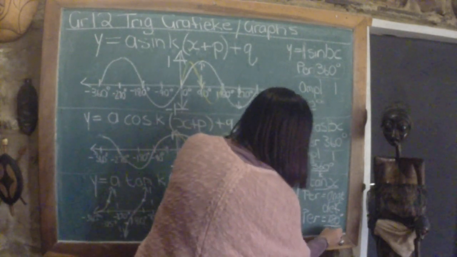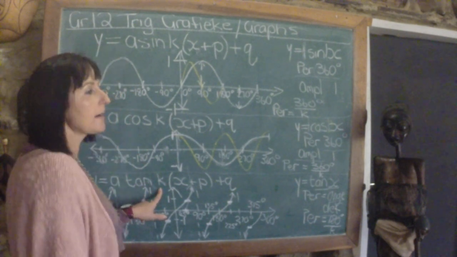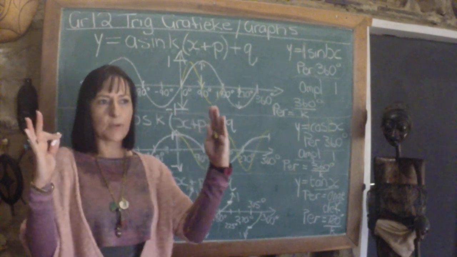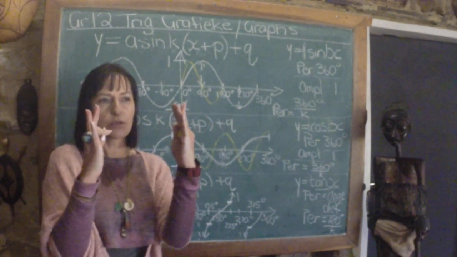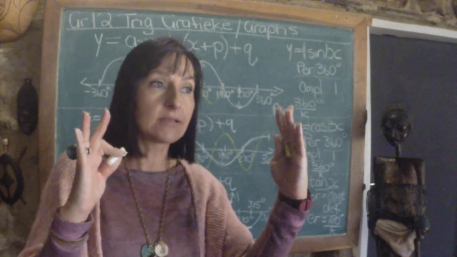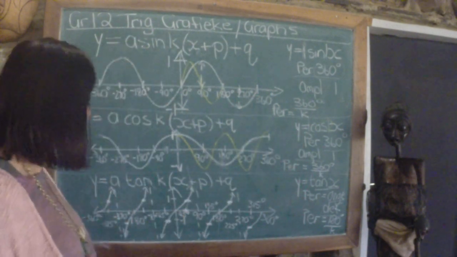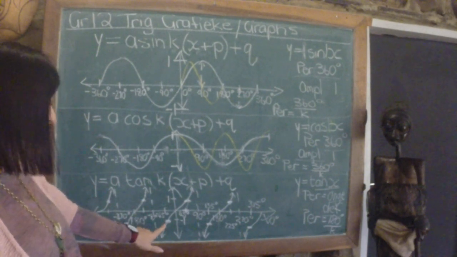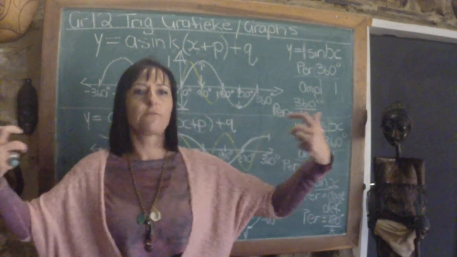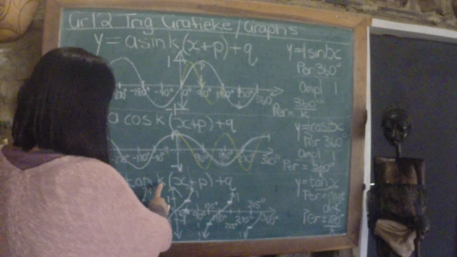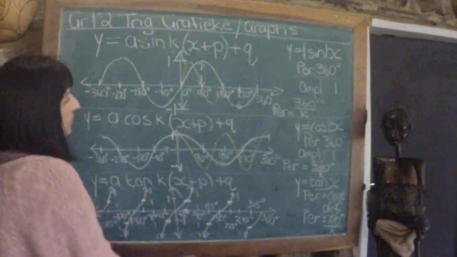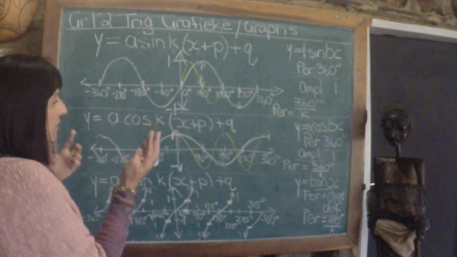So if you look at the k value, when the k value becomes bigger, like 2, then again it presses into closer to each other, the whole function. There's more cycles in 180 period than only 1. So that's what's happening, and if it goes to a half, then it stretches further apart. So dit is presies wat die K doen. Die P skuif hom ook links of regs, and the Q shifts it upwards or downwards.